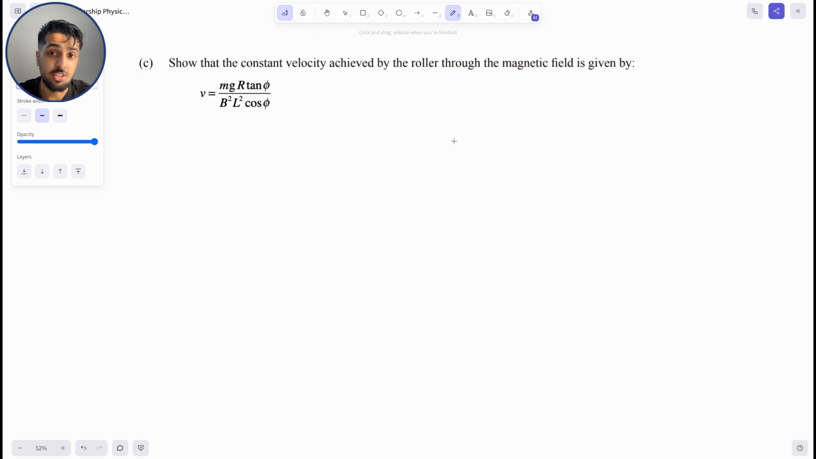Show that the constant velocity achieved by the roller through the magnetic field is given by that equation there.